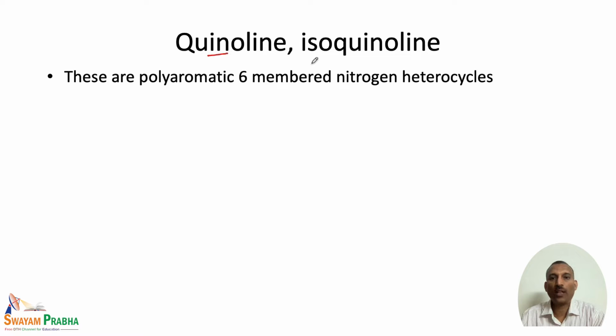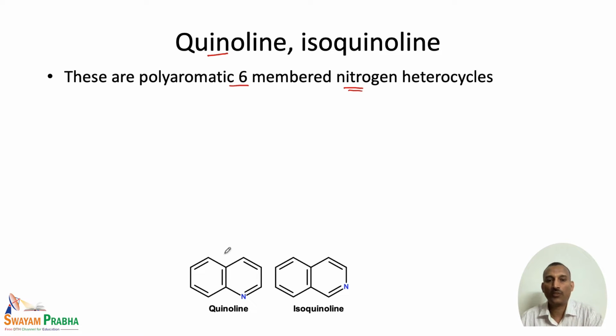Both quinolines and isoquinolines are polyaromatic systems, 6-membered polyaromatic systems containing nitrogen. There is one nitrogen present in these kinds of heterocycles. The structures are given here. We have a bicyclic system. The nitrogen is present at one position in the case of quinoline, and at the two position in the case of isoquinoline. So these are 6-membered rings having one heteroatom, polyaromatic 6-membered nitrogen heterocycles.